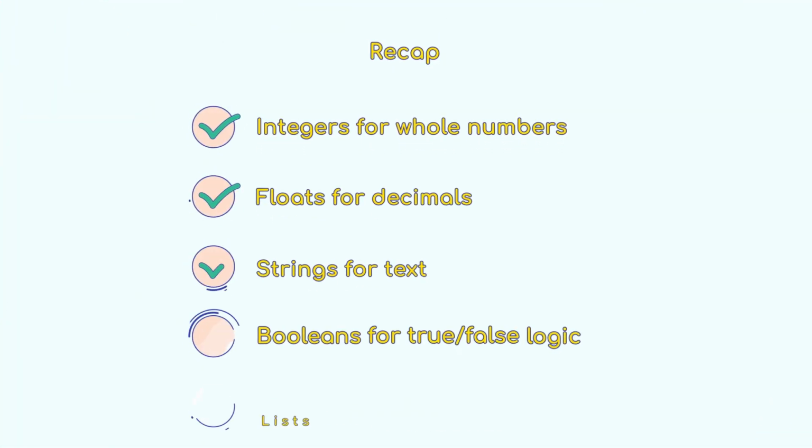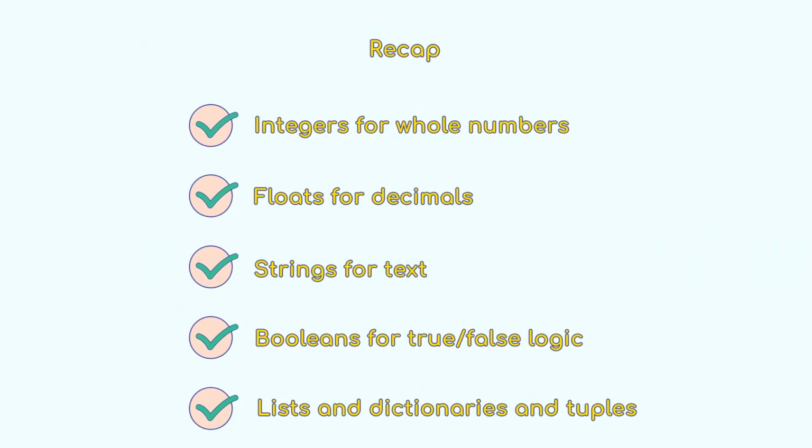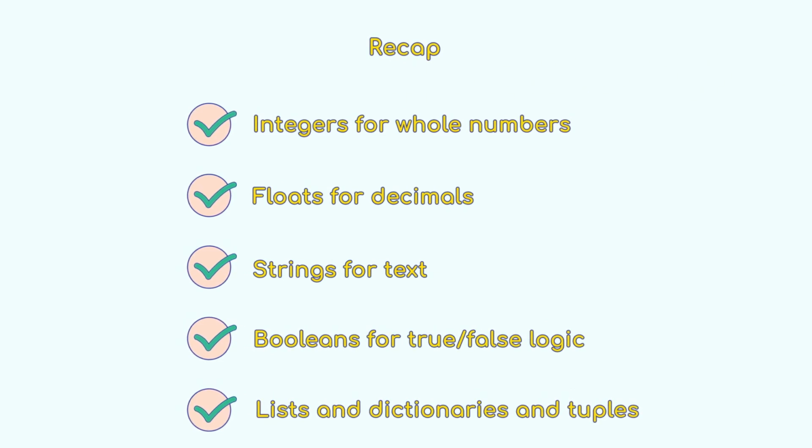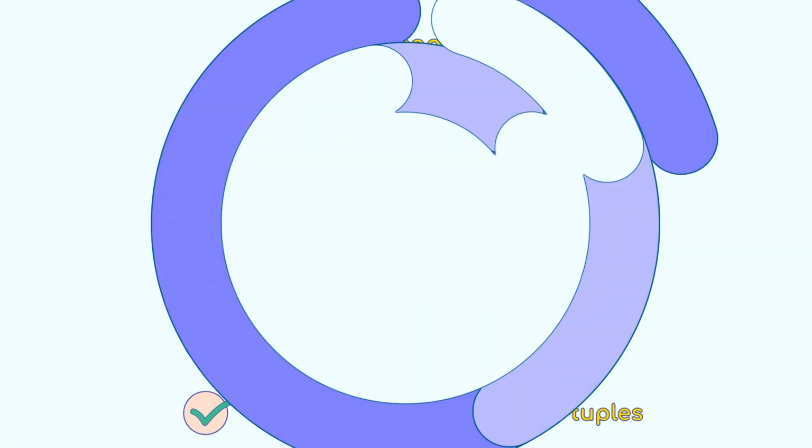So, to recap, we've covered integers for whole numbers, floats for decimals, strings for text, and booleans for true-false logic. We also looked at lists and dictionaries for handling collections, and tuples for when you need an unchangeable collection of values. Mastering these data types will give you a solid foundation for working in Python.